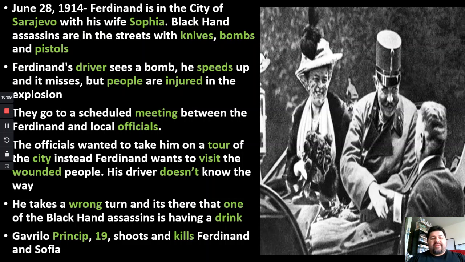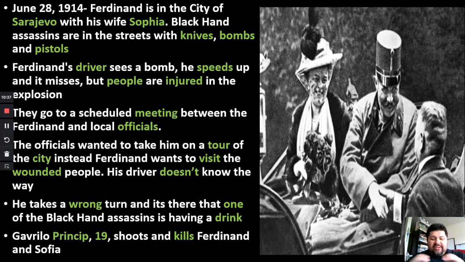Now, Ferdinand's driver is driving, and all of a sudden, I don't know if this was a botched thing, if someone jumped the gun too early, but he sees one of these bombs coming right at him, and he hits the gas, and boom, takes off. The bomb explodes behind them. And the thing is, remember, there's a crowd of people on the street, and a lot of people got hurt.